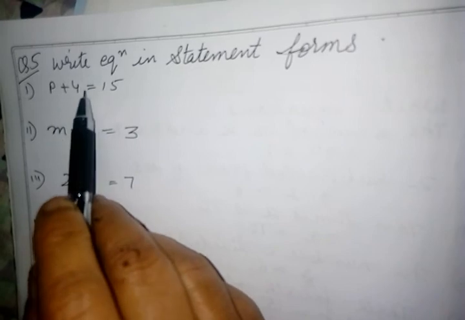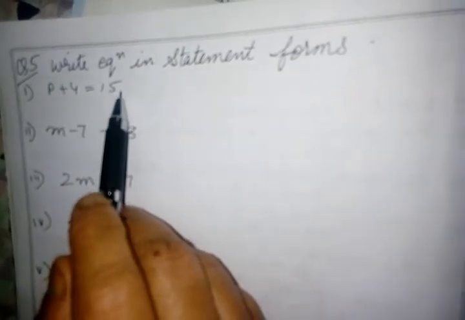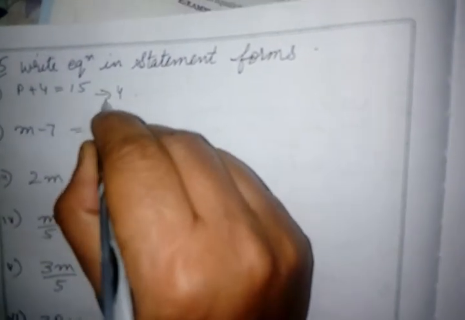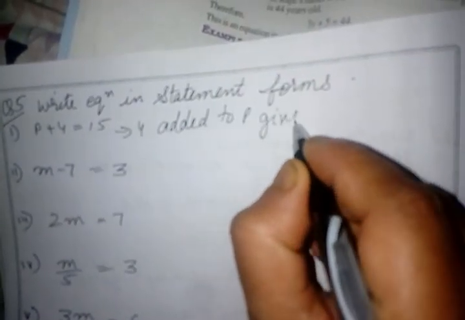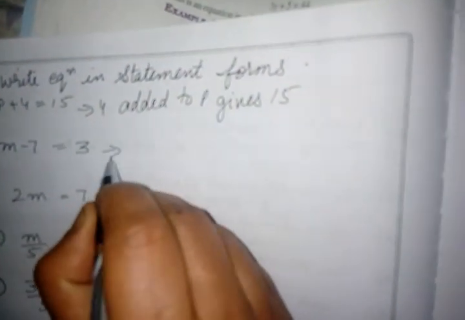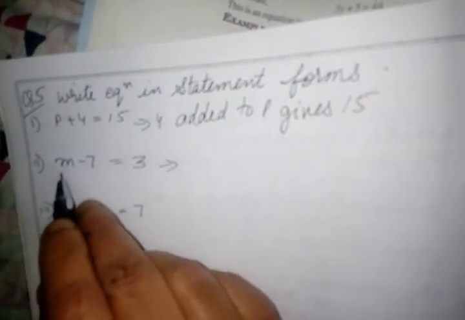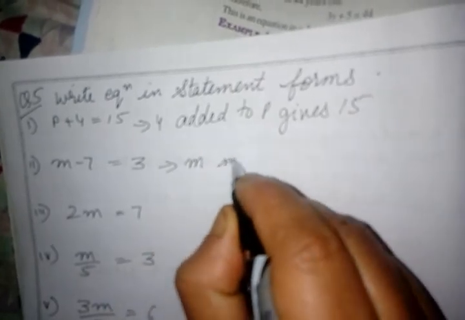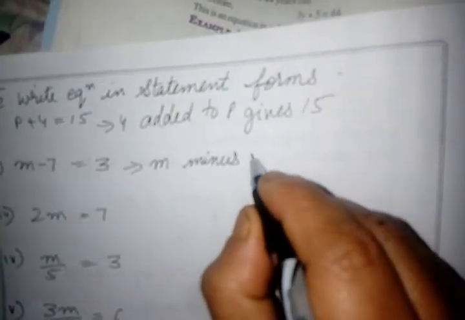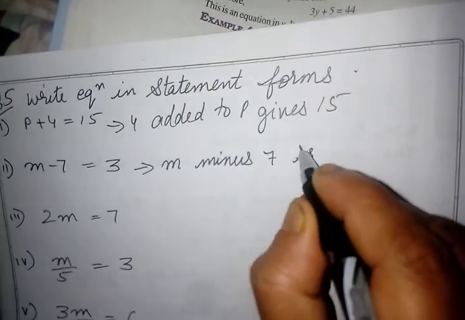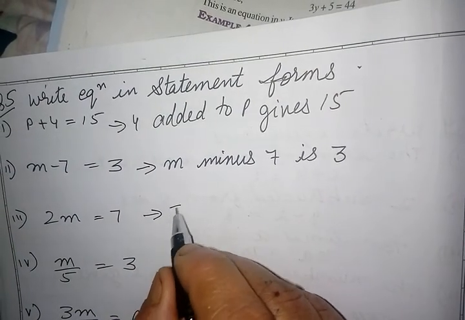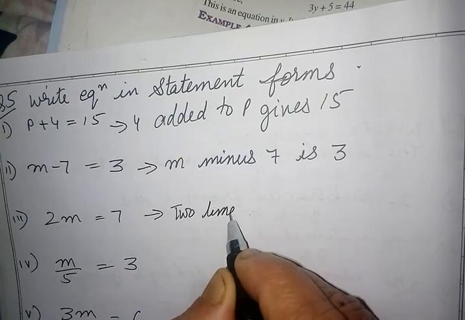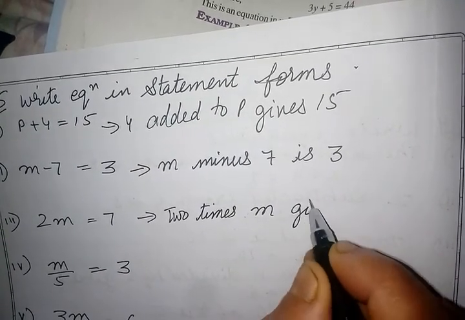So p plus 4 is 15. You may write it as this: 4 added to p, like this. 4 added to p equals, means gives, 15. Here I can write 7 subtracted from m, or simply m minus 7 is 3. 2m means 2 is multiplied by m, so I can write 2 times m gives 7.